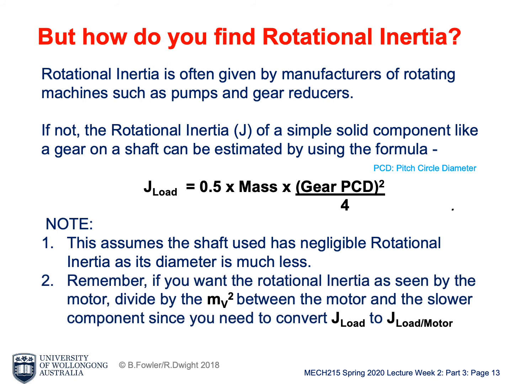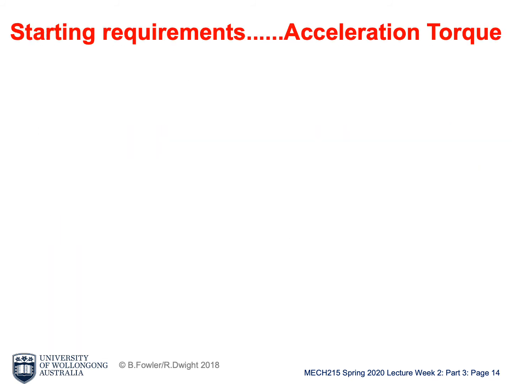And remember, this J load is the inertia on the load side. When we calculate the motor, we have to convert this to the motor side. So we have to calculate the J load over motor. And this number needs to be divided by mv square, which is the gear ratio square. So the actual J on the motor side is much smaller than the actual J load. And this is also a reason why we use a gearbox.